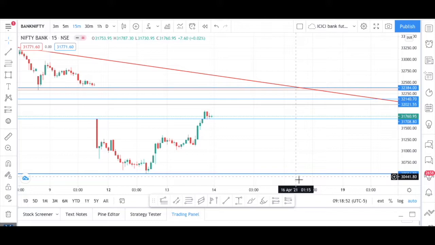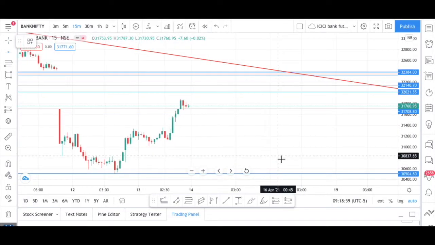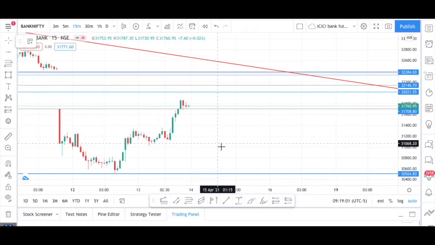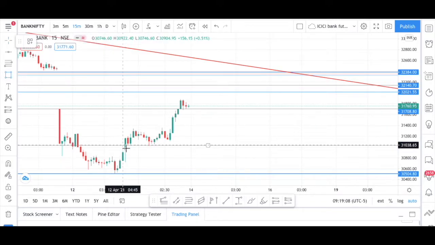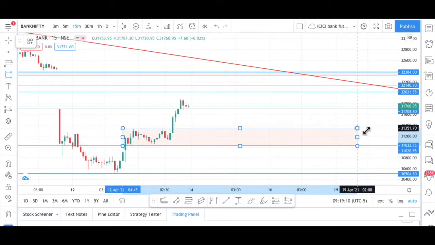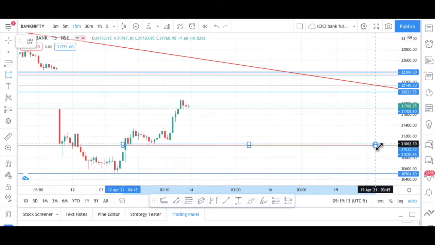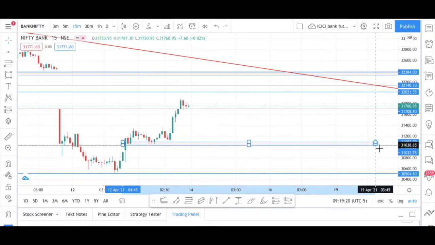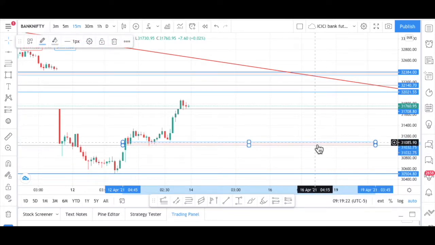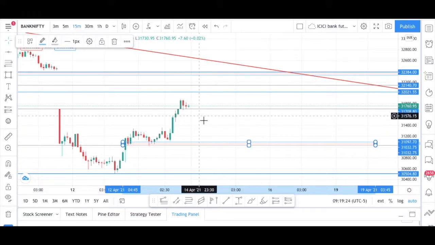The one major support is here, 30,500, but we'll have to see if we find any other support as well. I would place another support in this region over here and mark it with this sort of an area. So it might not be exactly at that line, probably in this range over here, about 30 or 50 points. So this could be another range where we could take support on the downside.